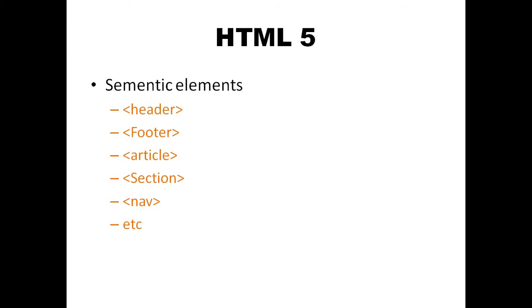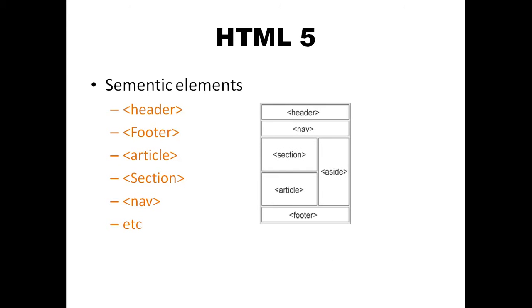Now we will see what a semantic element is. Semantic elements describe clearly, so that both the developer and the user can understand. HTML5 provides some semantic elements, that is header, footer, article, section, nav, which are used to divide the layout into different parts. Look at this image, which shows how the layout is divided into different areas: header, nav, section, article, aside and footer.